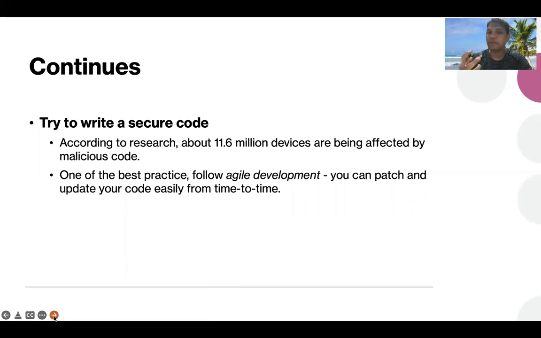One of the best practices is agile development. Why? Because you can patch and update your code easily from time to time. That's why the agile method, or agile development, is proposed for mobile application development.